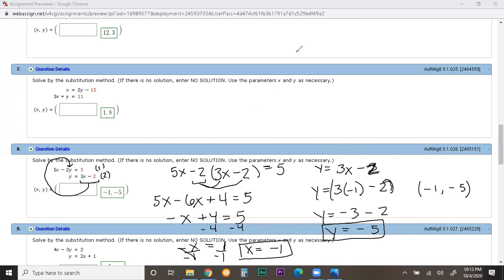So I hope that the substitution method is clear for you all. Now let's look at addition or the elimination method.